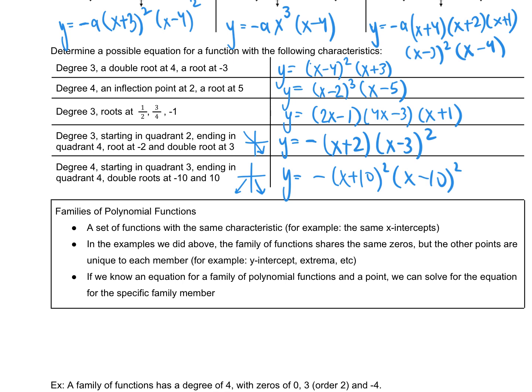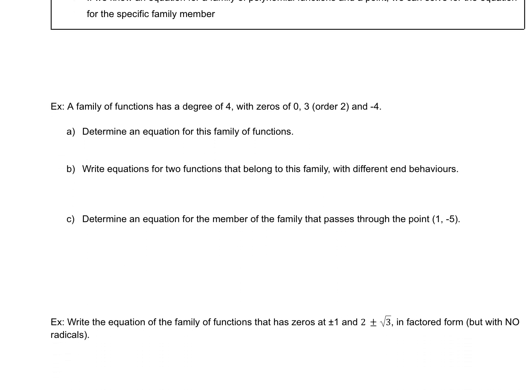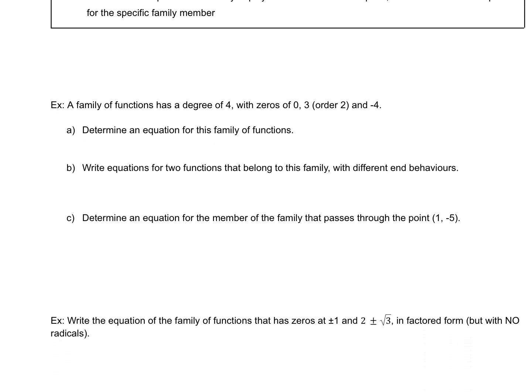If you know the equation for a family of polynomial functions, for example, if the x-intercepts are the same, you have everything except that leading coefficient, that a value. You can always solve for the equation for the specific family member using a point that is given to you on that graph, which we've done before, but we've never called it a family or a family member equation. So let's take a look at a couple examples.